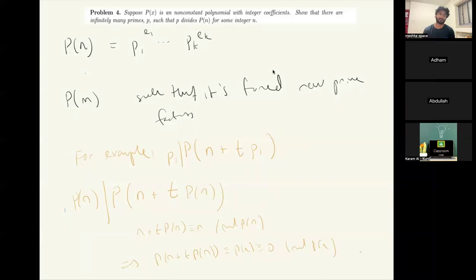But this is the opposite of what we want to do. We wanted to produce a number that has new prime factors. Any idea how we can do this?